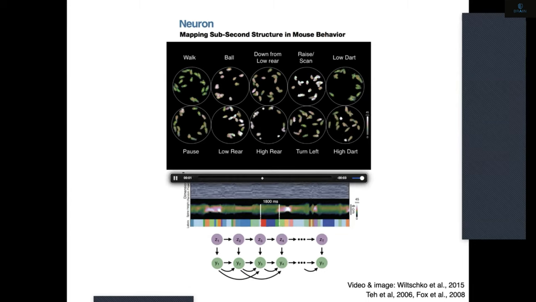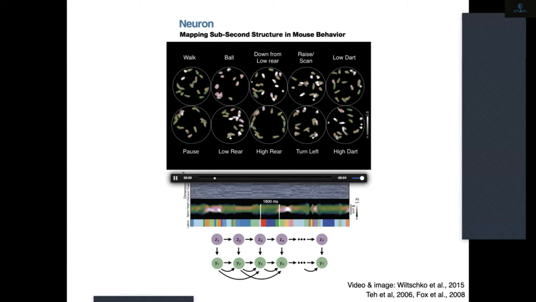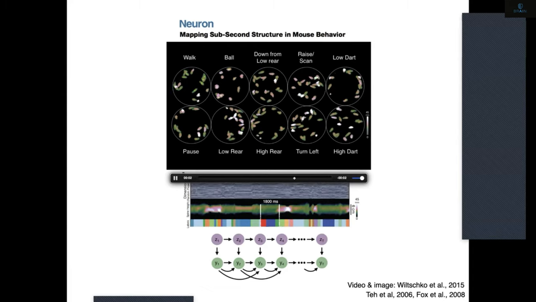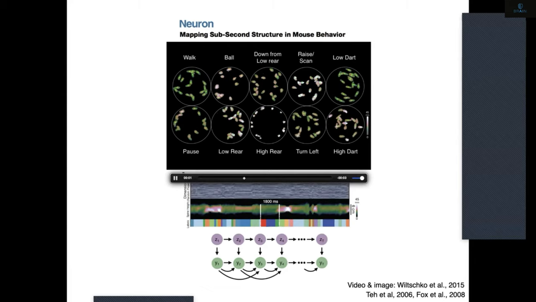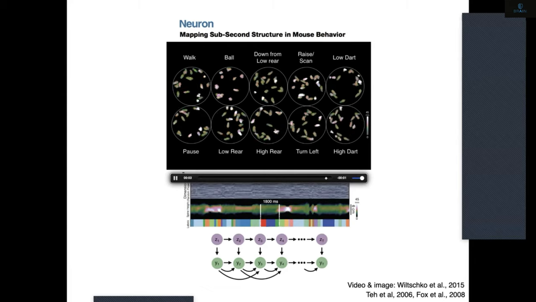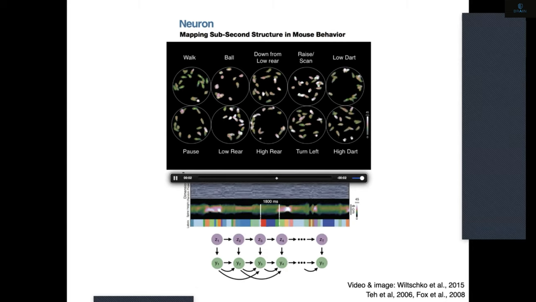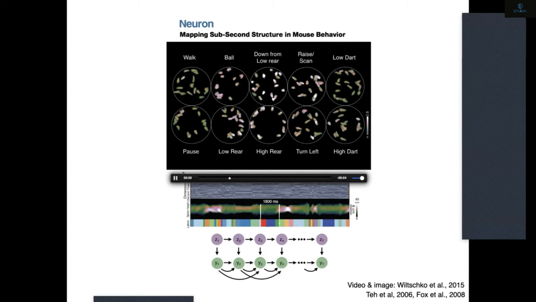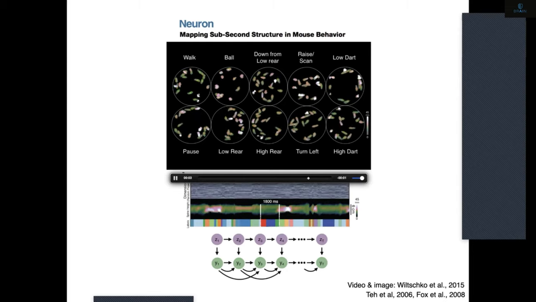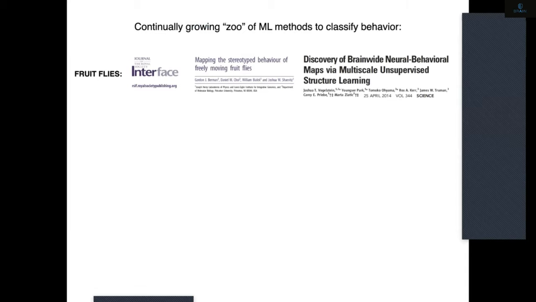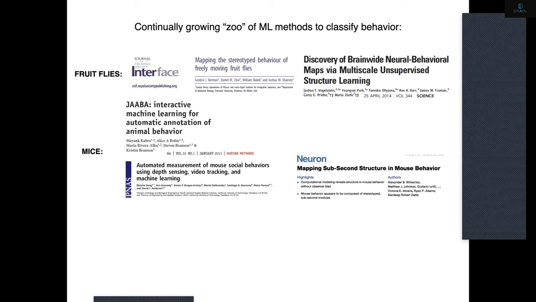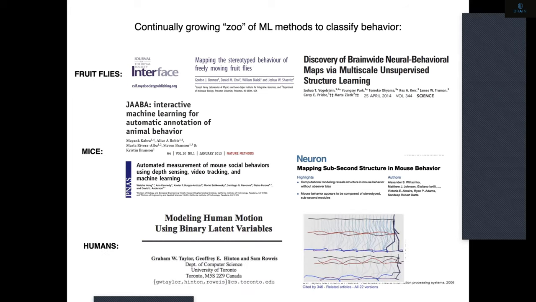So each one of these circles here corresponds to one of the different behaviors that was extracted from an animal behaving perfectly spontaneously. And you can isolate them. And again, you can start to ask questions about what are the different systems in the brain that work together to produce this kind of behavior, right? And there's a continually growing zoo of machine learning methods for classifying behavior. There were three different examples here, but there are many. They've been developed in fruit flies, in mice, and in rodents. And some of the cool early stuff was originally done in humans.